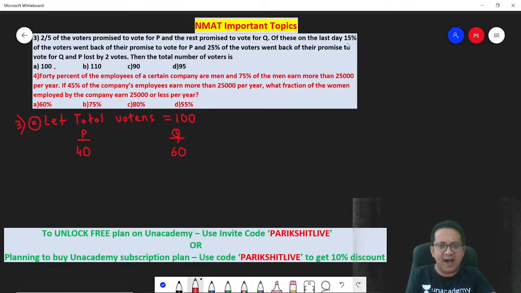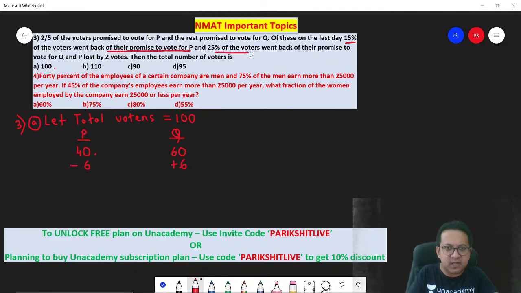Of these, on the last day, 15% of the voters went back on their promise to vote for P. So 15% of what? 15% of 40. The number of people who had promised to vote for P is 40, and 15% of this number is how much? 6. So minus 6, because 6 of them broke their promise and voted for Q. So can I say the number of votes P received is minus 6 now? What about Q? These people voted for Q. So can I say the number of votes Q received is now plus 6.